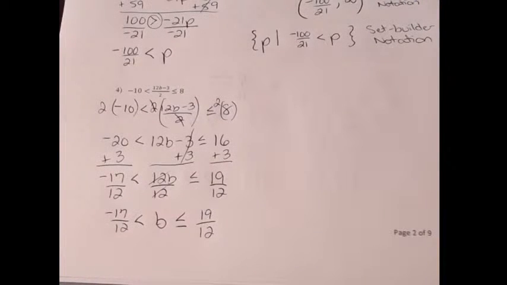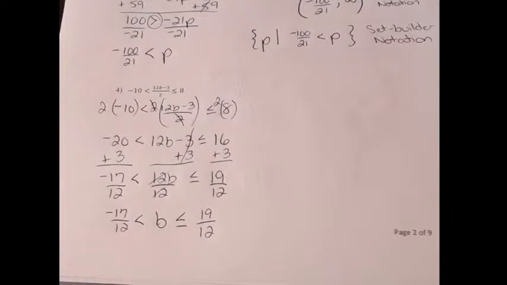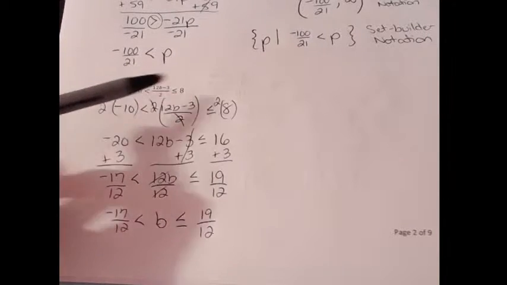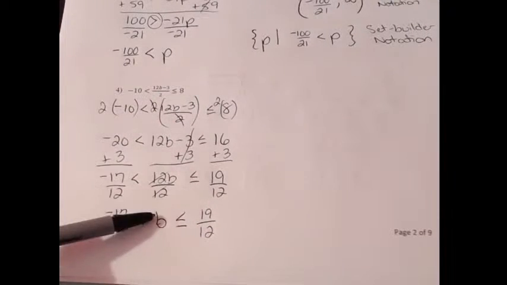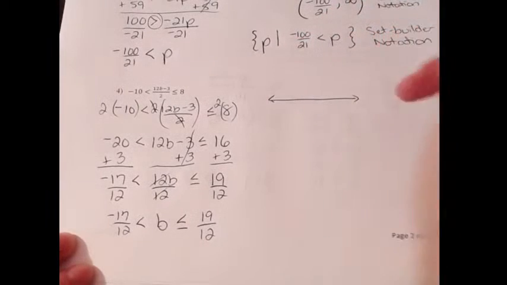If you have solved your compound inequality and your variable is not in between the two inequality symbols, you did something way, way, way wrong, okay? Notice where b is with respect to both of these inequality symbols. It's in the middle. Leave it in the middle. You're just trying to isolate it. Okay, we are now ready to draw our number line.